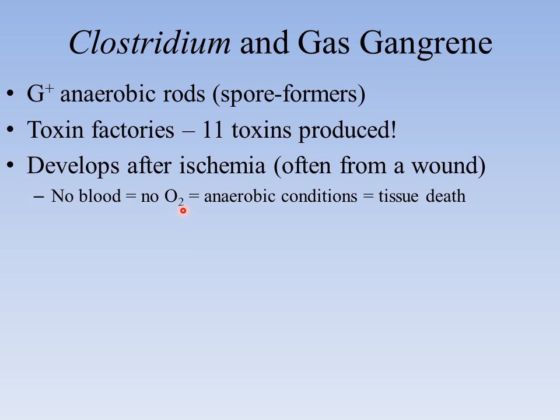And if you don't have oxygen, you're going to have anaerobic conditions. And anaerobic conditions for a long period of time will eventually result in necrosis, or tissue death. You're going to have death of that particular part of the tissue. Now, if you've had some sort of ischemia and Clostridium spores become present in the area of the body that blood has been blocked off from, what you have is an anaerobic environment that is absolutely perfect for the germination of those Clostridium spores.